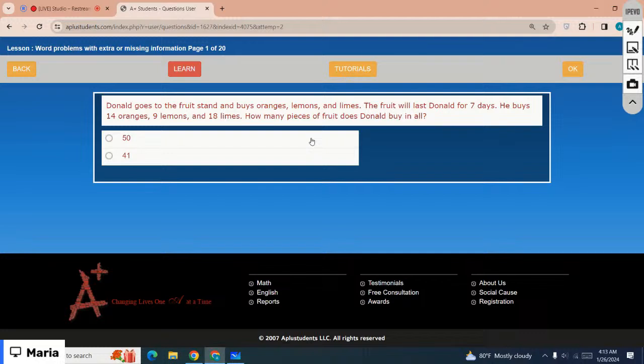You have to add, right? 14 plus 9 plus 18 is, you have to add them, right? When you add, they all are 41 in total. The correct option is 41.